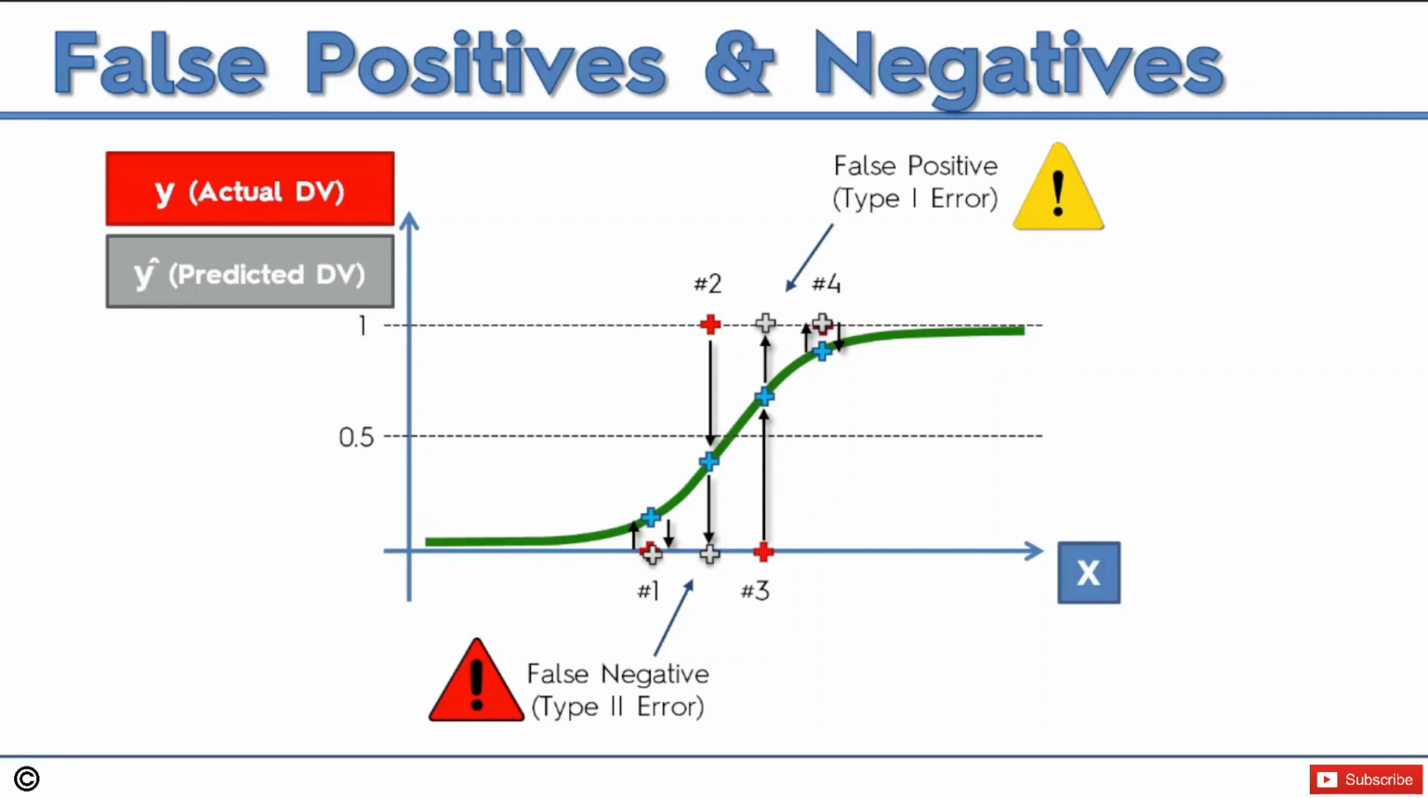But once again, they can both be pretty serious errors, especially when you are dealing with medical conclusions and things like that. So those are false positives and false negatives. We will be using them more when we talk about the confusion matrix in the next tutorial.